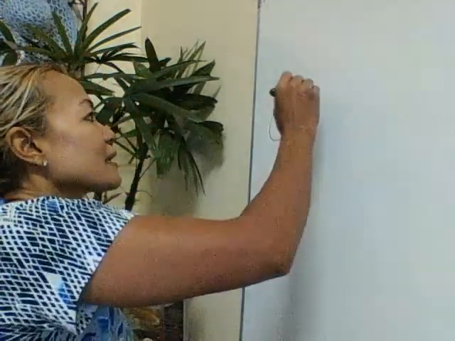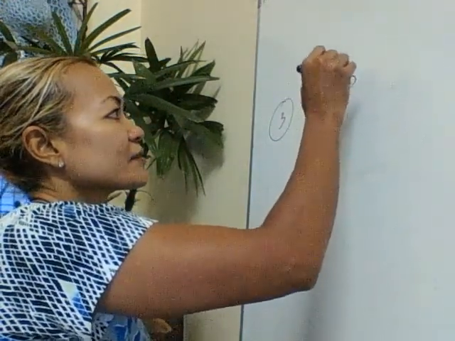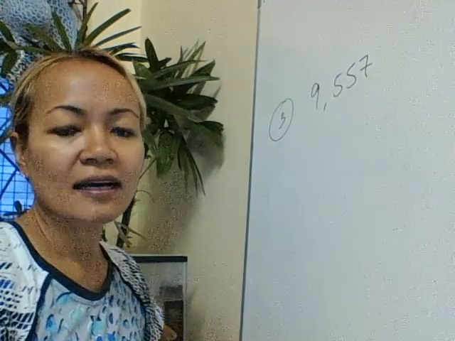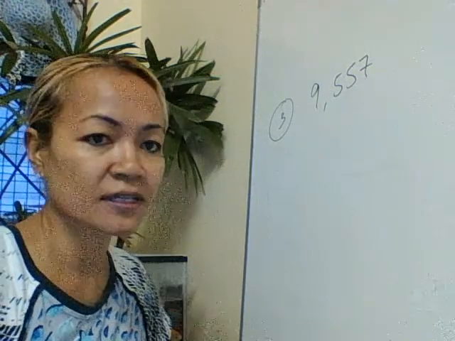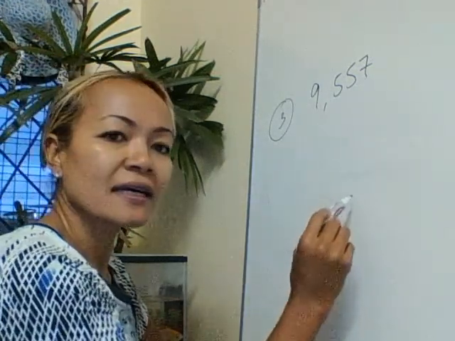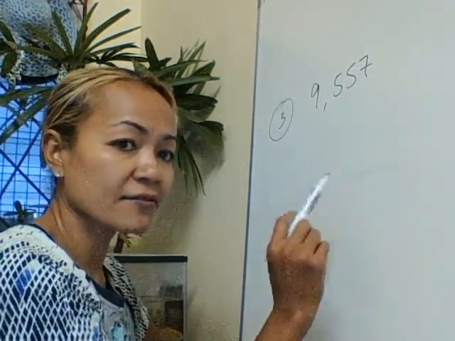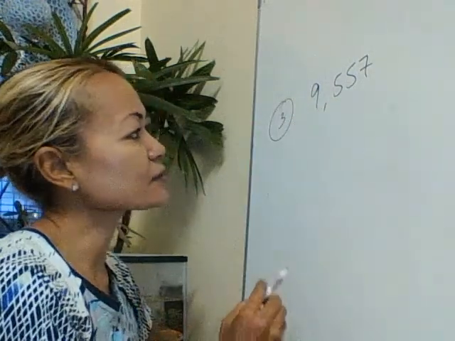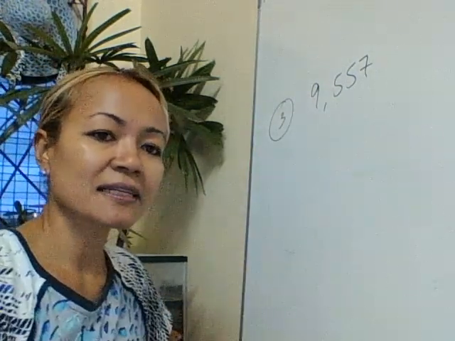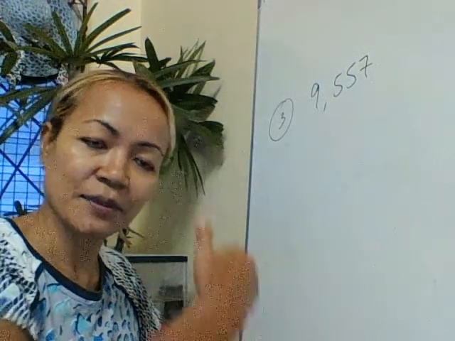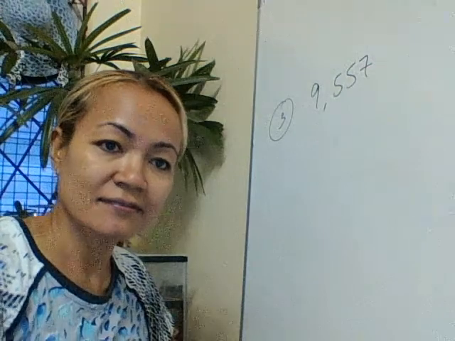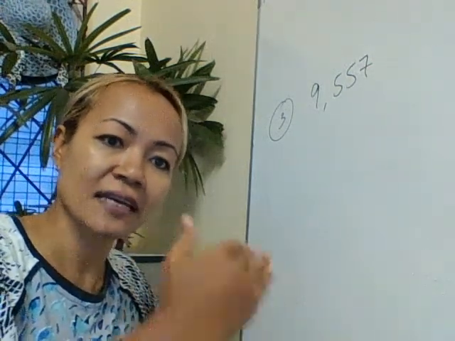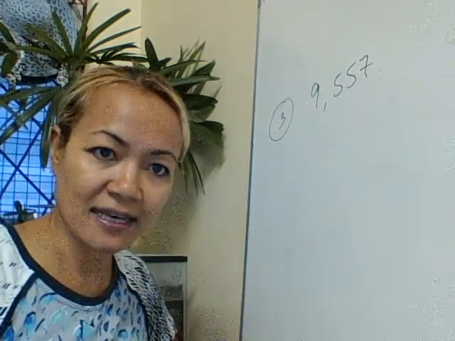Number 3, the number 9,557 rounded up to the nearest 100, or rounded off to the nearest 100. Now any number that reaches 5 can be rounded upwards to the next 10. Similarly, 50 can be rounded up to the next 100. 500, anything 500 and over can be rounded up to the next 1,000.